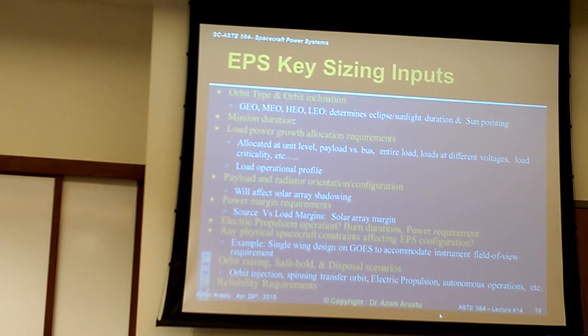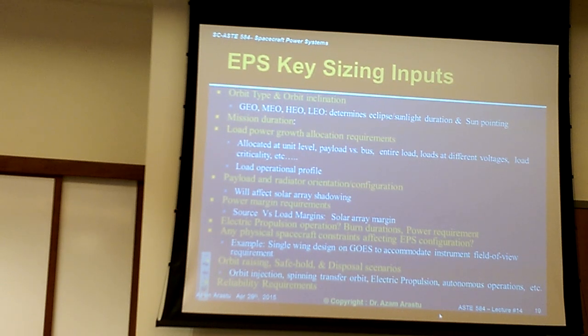And again, some physical constraints. Sometimes you have a body-mounted solar array, so it's limited in the way you can operate. Or maybe you can only have one wing or two wings, or there will be some constraint in the way the wing is designed, or the way the wing can point.